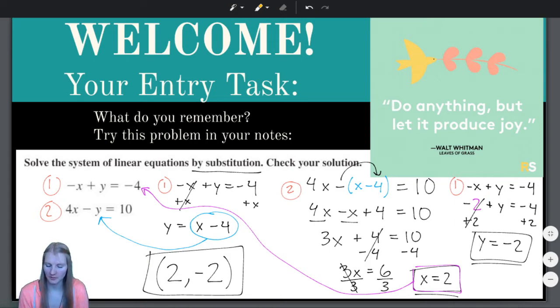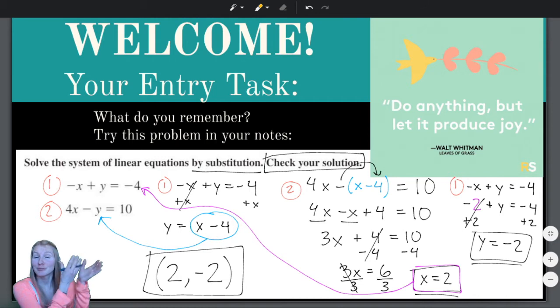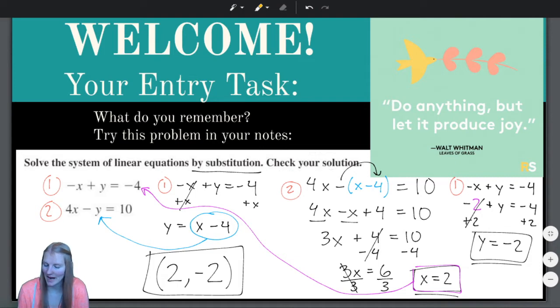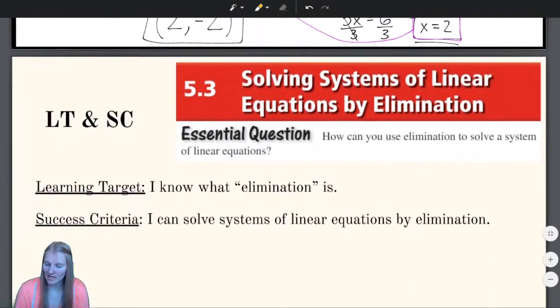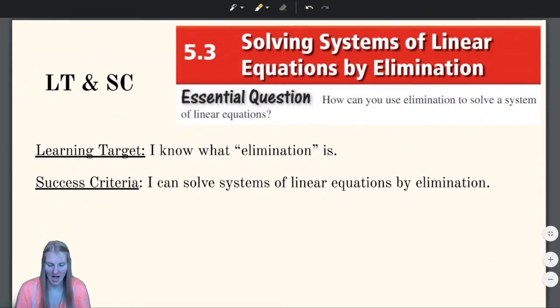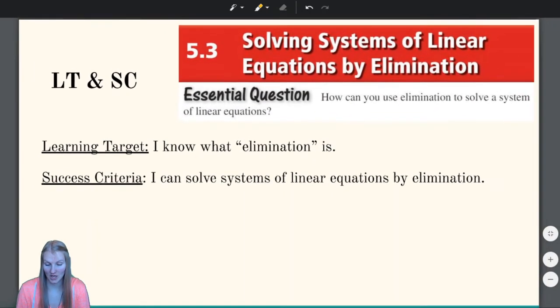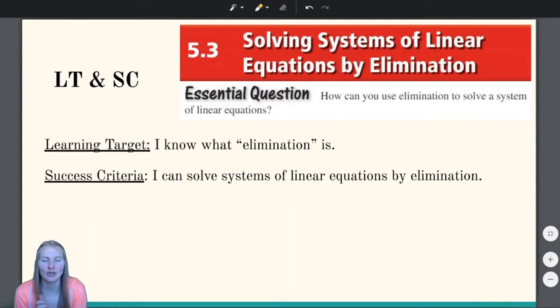Wonderful! Also, it says to check our solution. For the sake of space and time, I'm going to leave that up to you to check our answer and make sure that we are correct. Because we are going to move on to what we have for today, which is starting section 5.3.